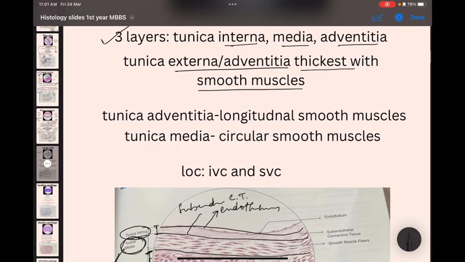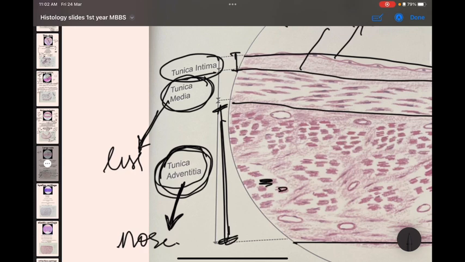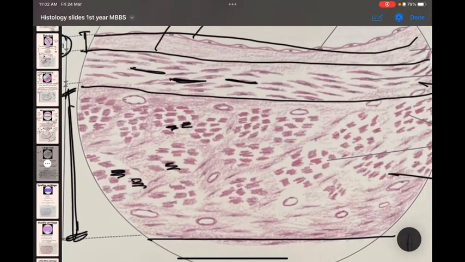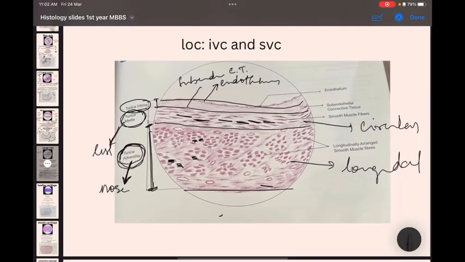What did we study here? Tunica adventitia contains longitudinal smooth muscles. Tunica media contains circular smooth muscles. So see here, inner circular, whereas the outermost layer, the tunica adventitia, contains longitudinal. See, these are longitudinal fibers. I mean, in the cross section, the longitudinal fibers look like this, whereas in the cross section, the circular layer looks like this. That's all. Tunica media and tunica adventitia.